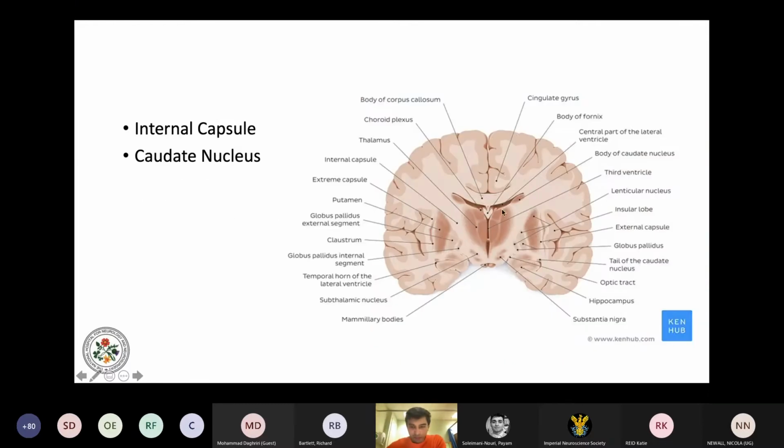And then once more, the internal capsule, part of it just here, and the caudate nucleus are superior to the thalami. Okay? You can see quite interestingly here on this picture, they've got striations marking the white matter bands which divide the thalamus.